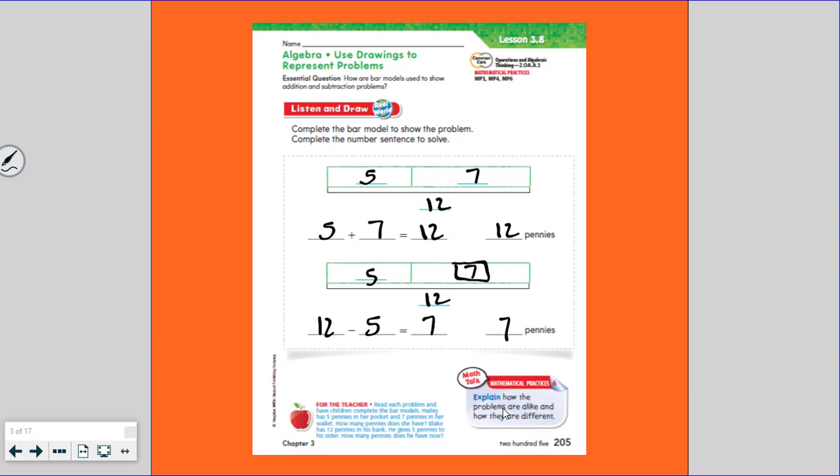So the Math Talk problem says, how are the problems alike and how are they different? Well, let's start with how they're different. Right away I noticed that this one's a subtraction problem, and this one's an addition problem. We're working with the same numbers, essentially, right? But we're using them in different ways. But one problem can help me solve the other, because 5 plus 7 equals 12, so 12 minus 5 equals 7. Let's continue.